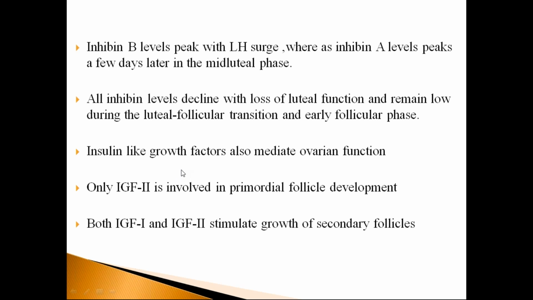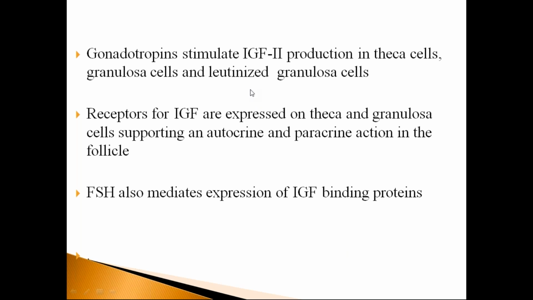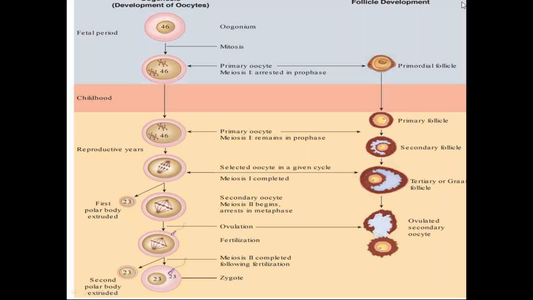Insulin-like growth factors usually mediate ovarian function. Insulin-like growth factor 2 is involved in primordial follicular development. I will discuss follicular development in later slides. Insulin-like growth factor 2 is for primary follicles, and 1 and 2 stimulate the growth of secondary follicles. Gonadotropins stimulate insulin-like growth factor 2 production in the theca cells, granulosa cells, and luteinized granulosa cells. FSH also mediates expression of insulin-like growth factor. All these are at a higher level. You just have a look. That's all.